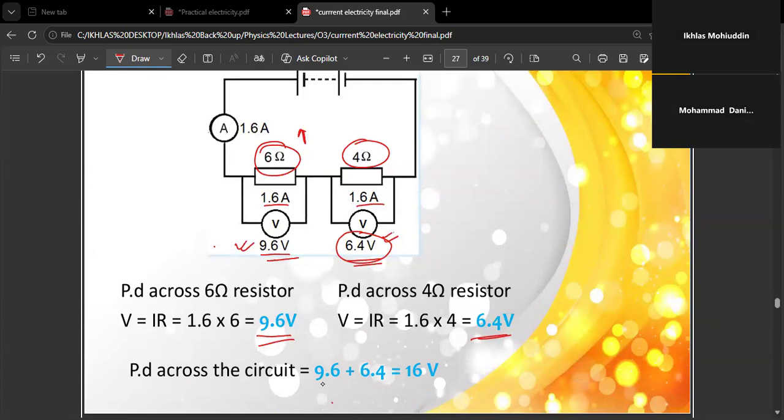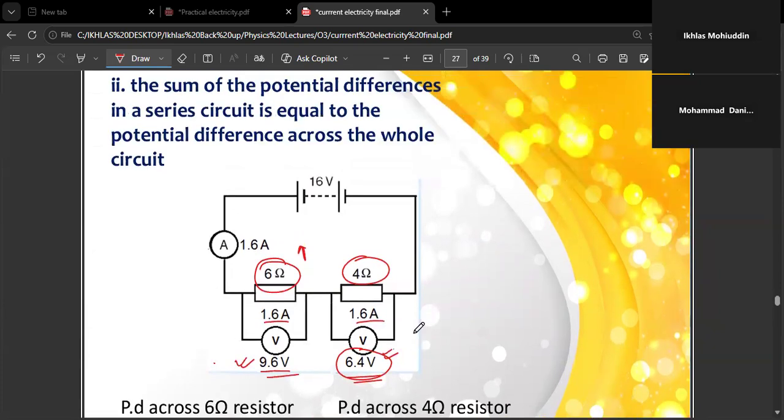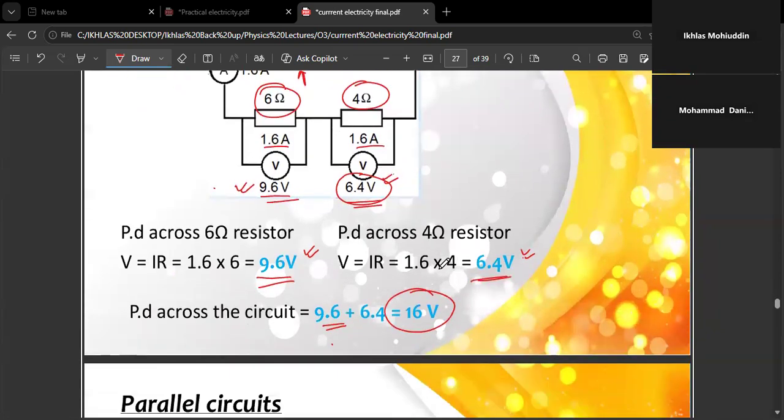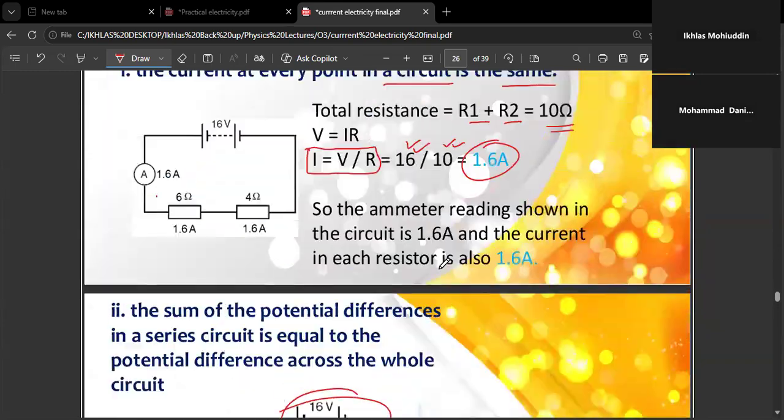We need to recheck whether the voltage we have found is correct or not. So we can add both the voltages, which will be equal to the EMF of the battery, which is 16 volts. It means that our calculation is correct, right?